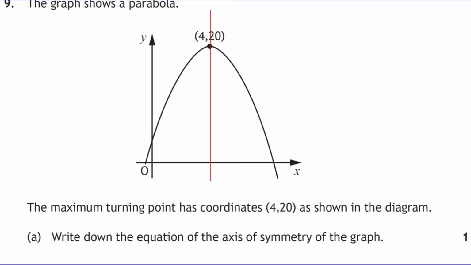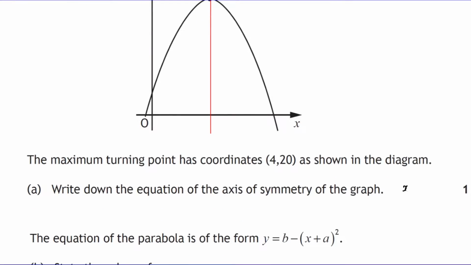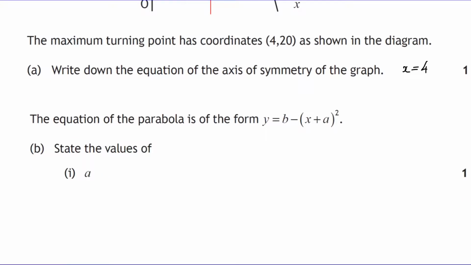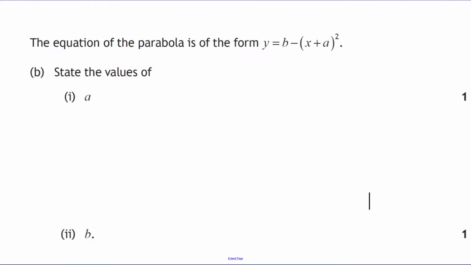It's a vertical line. A vertical line always has an equation of x equals, cuts through the x-axis, and the x-coordinates are always going to be the same on this line. We're always 4 along. So 4, 0, 4, 1, 4, 2, all the way up. So the equation of the axis of symmetry of this graph would be x equals 4. It then asks us to identify the values of a and b.